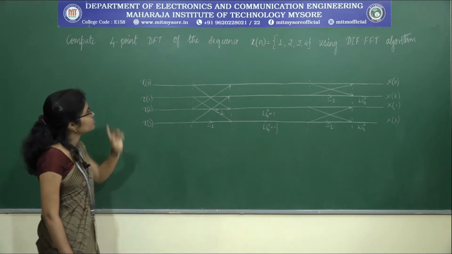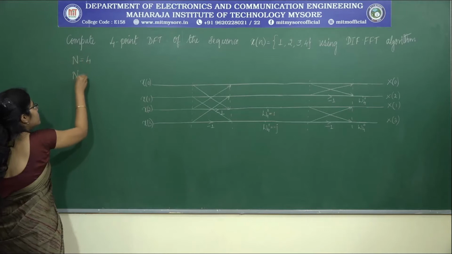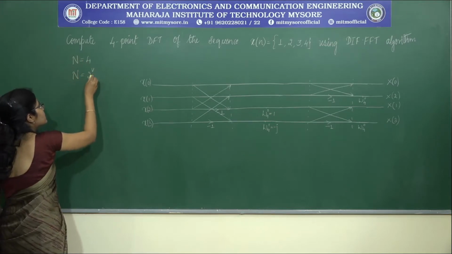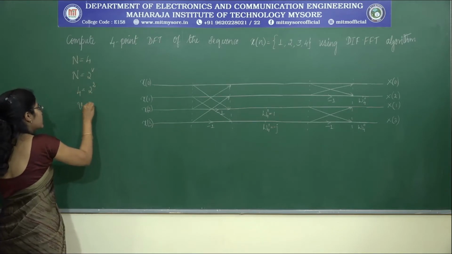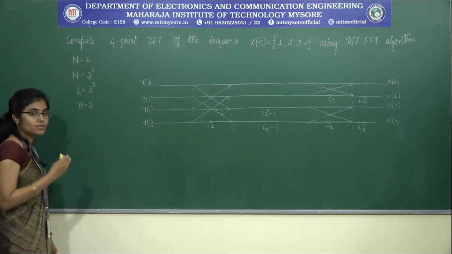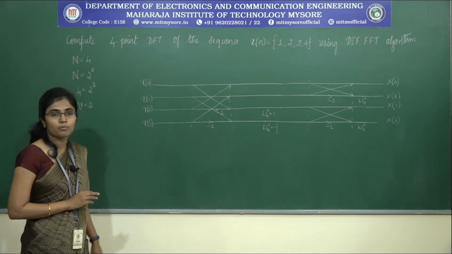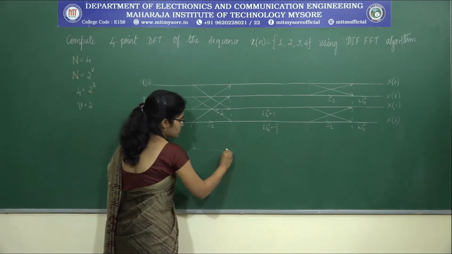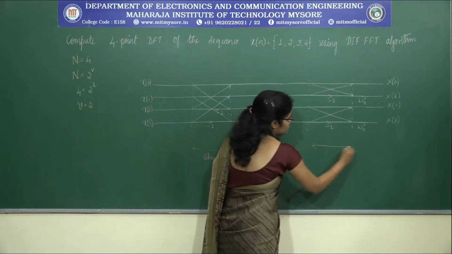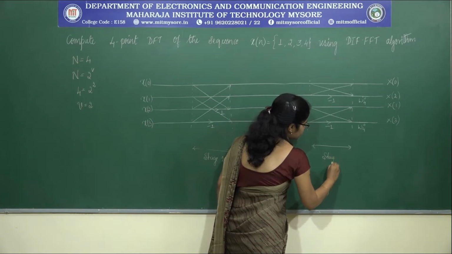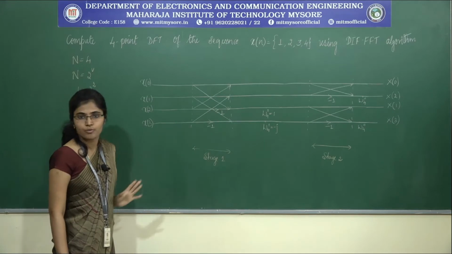Since the value of n is equal to 4, we know the standard equation n is equal to 2 power v. If I express 4 in terms of 2 power v, I can write it as 2 square. Therefore, the value of v is equal to 2, which tells us the number of stages involved in this problem is 2. So, this is stage 1 and this is stage 2. The input is in normal order and the output is in bit reversed order.